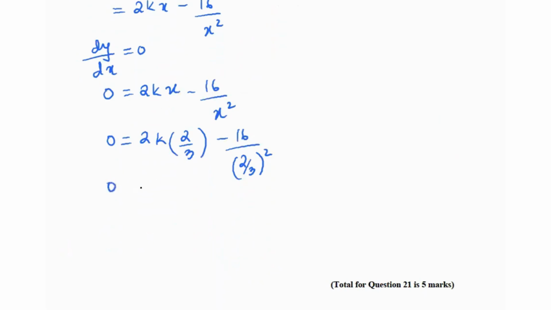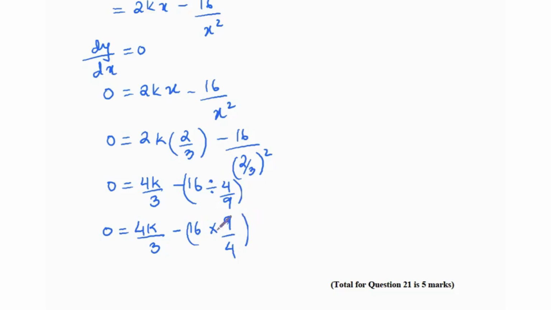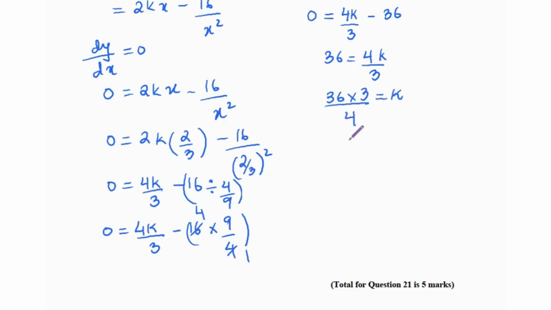So that's going to be 0 equals 4k over 3 minus 16 divided by 4 over 9. Then to solve 16 divided by 4 over 9, that's basically 16 times 9 over 4. We're taking the reciprocal of the second fraction and changing division to multiplication. 4 ones are 4, 4 fours are 16. So that's going to be 0 equals 4k over 3 minus 36. 36 equals 4k over 3. Cross multiply. 36 times 3 and then divided by 4, which is 27.